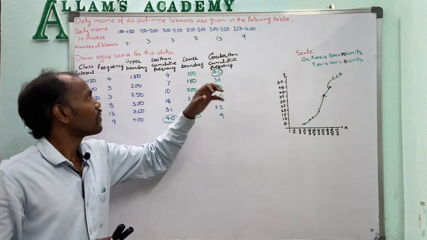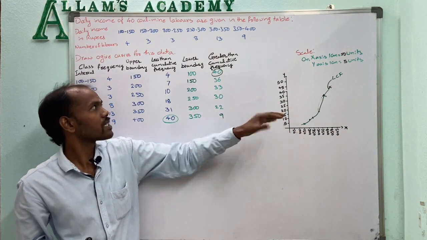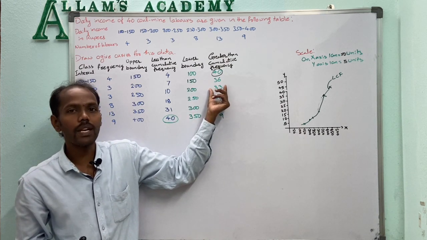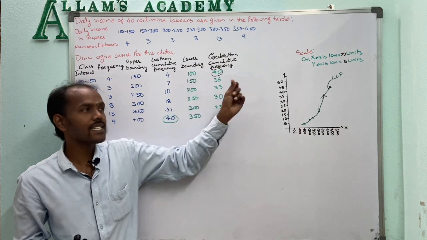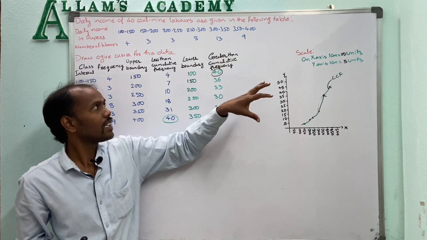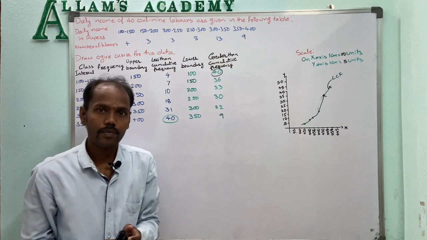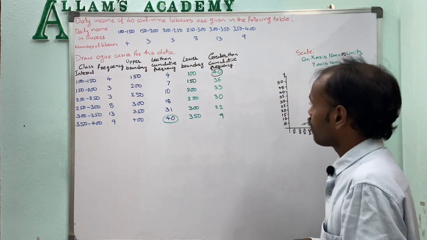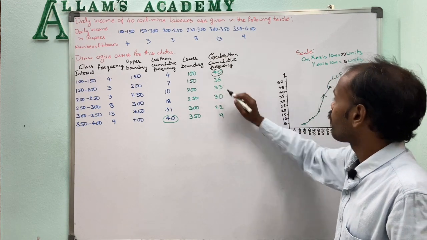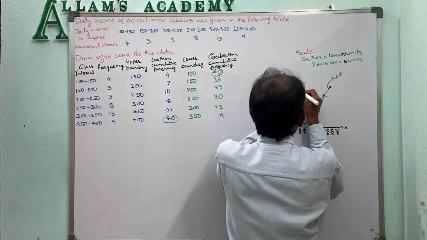Now on the coordinate plane we take the abscissas on the x-axis as the lower boundaries and their corresponding greater than cumulative frequencies as ordinates on the y-axis. Locating these points, we get the more than ogive. For 100 the point is 40.